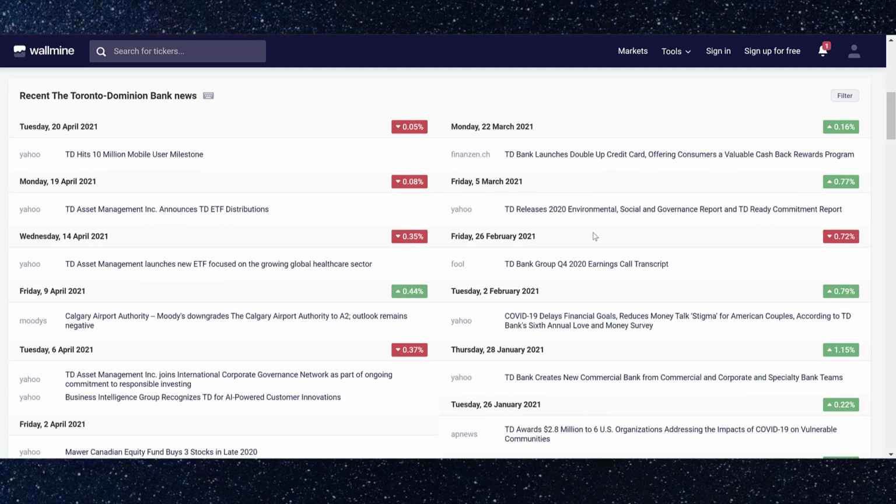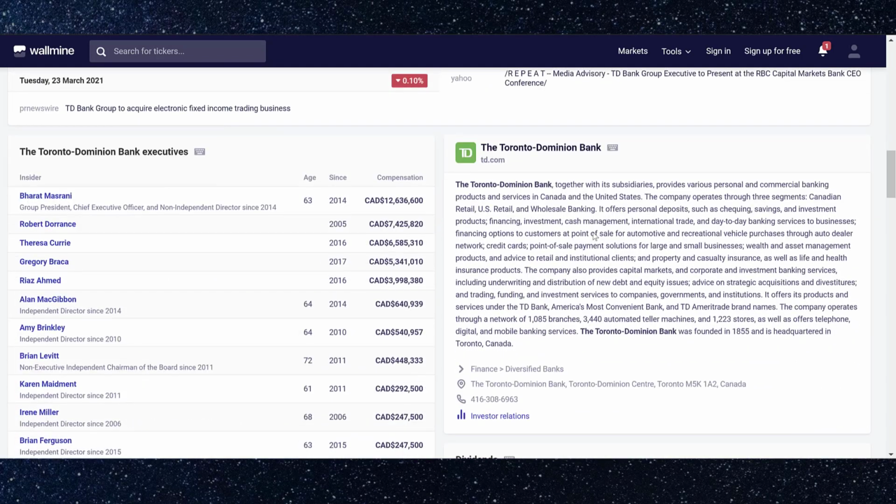So scrolling down, you actually have more information within Wallmine. You can actually see the news of the company, just like Yahoo Finance. But a nice feature here, you can actually see how the stock did that day when the news was released. So you can kind of see how the stock trades with respect to catalysts in the news, which can be really useful information. And if you scroll down, there's even more information.